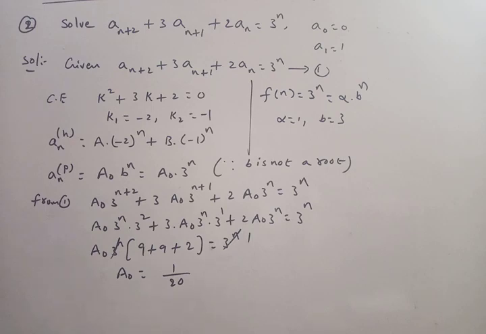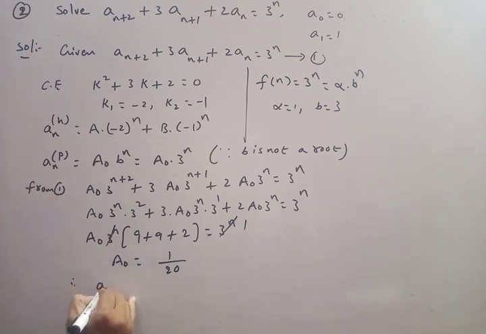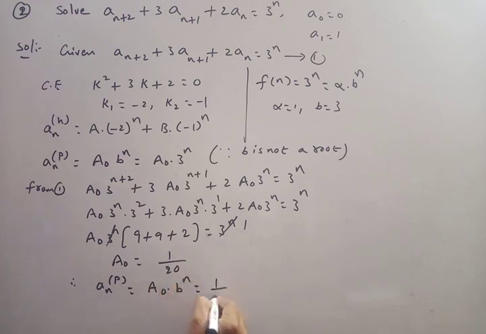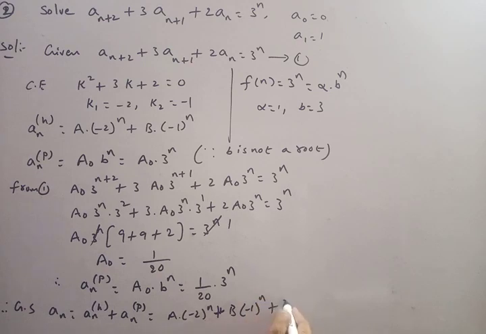So what is the a0 value I got? I got a0 is equal to 1/20, correct? So therefore my a_n^(p) becomes a0 into b^n, that means 1/20 into 3^n. This is my a_n^(p) value. Understand? So I got a_n^(h), I got a_n^(p). So for the general solution, a_n is equal to a_n^(h) plus a_n^(p). Both we have to add. That means a(-2)^n + b(-1)^n + 3^n/20. This is our general solution.